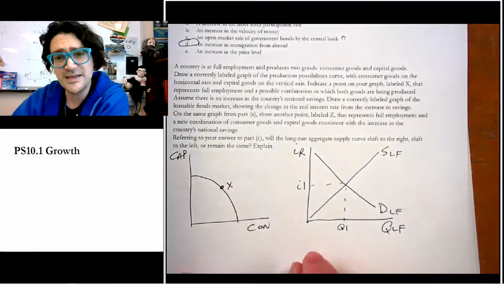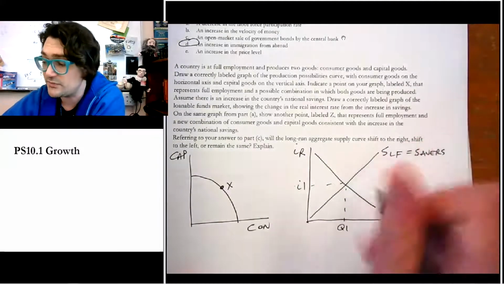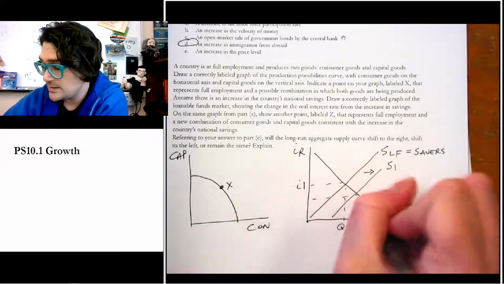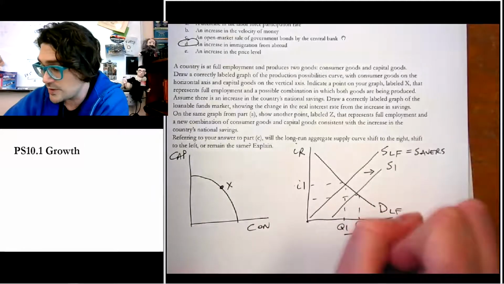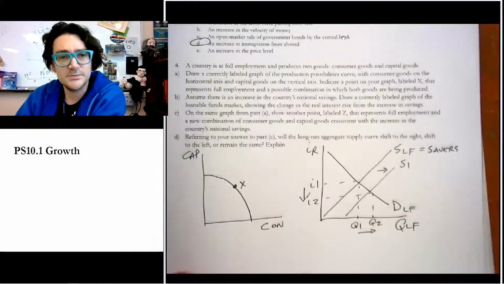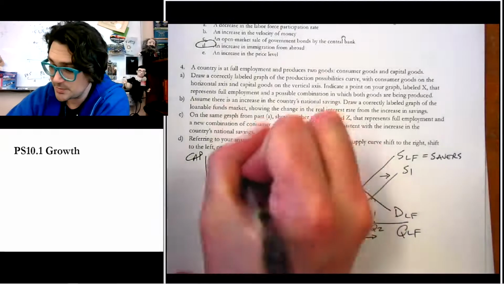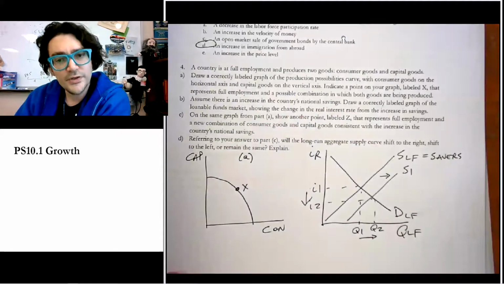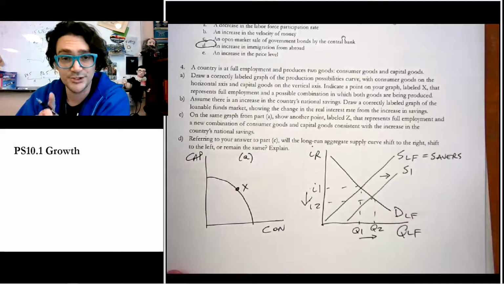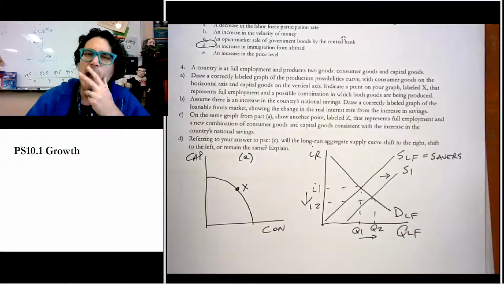And it says that people save more. And we know that these are the savers, and so there's more savers. So there's going to be an increase in the supply of loanable funds. And that's going to cause there to be more borrowing and a lower real interest rate. And then it says C. On the same graph from part A, show another point labeled Z that represents full employment and a new combination of consumer goods and capital goods consistent with the increase in the country's national savings.